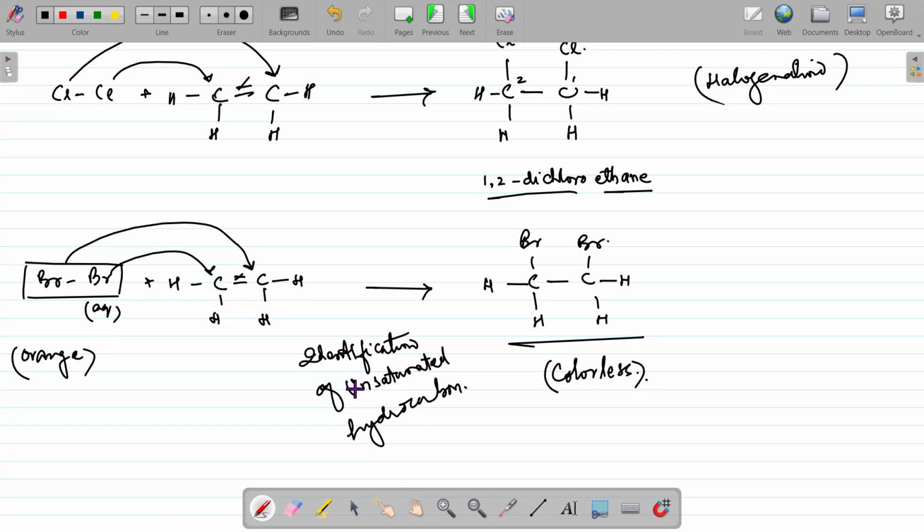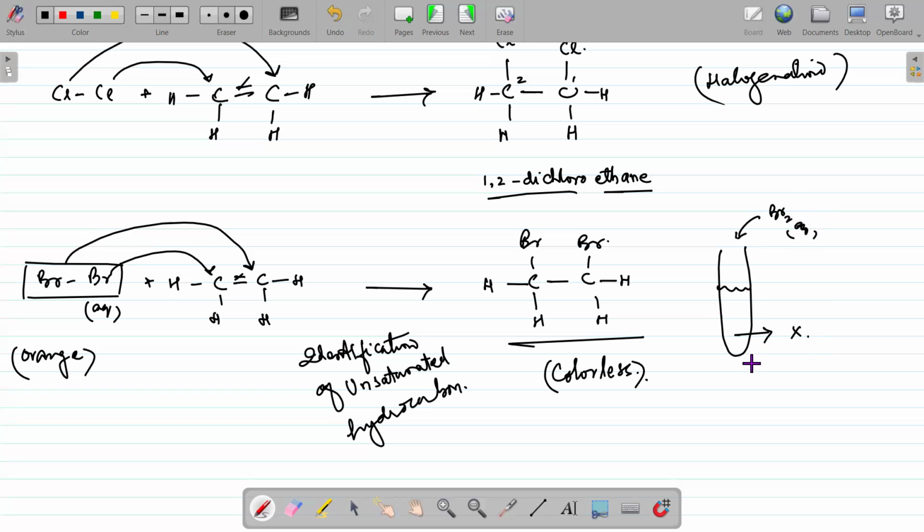Got it? So identification of unsaturated hydrocarbons, we can use it. For example, if I take any compound and it is a colorless compound and we don't know whether it is saturated or unsaturated, let's say it's a compound X and we are not aware of the nature of this compound. So if we want to identify whether it has a double bond or not, what we will do, we will add aqueous bromine, which has orange color.